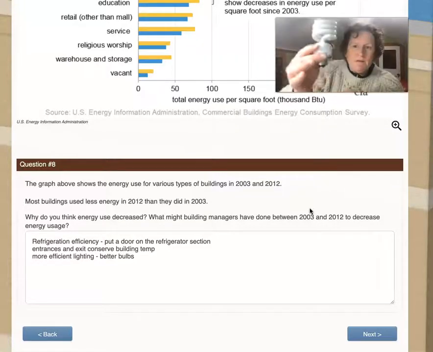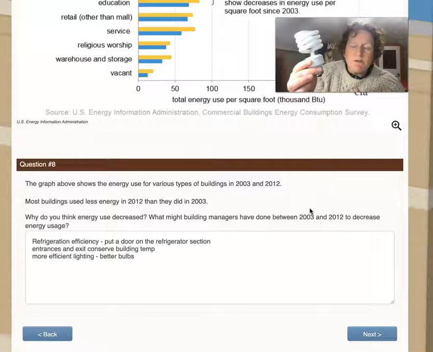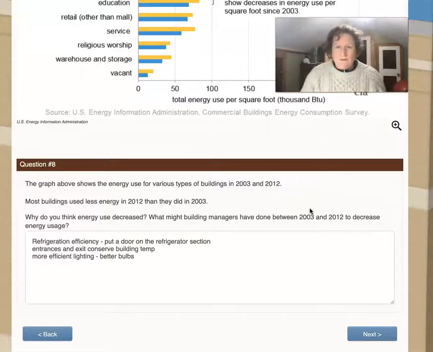This is a compact fluorescent. It also uses much less energy, but there's one drawback to these. They have mercury in them, and you have to recycle them in a special facility. So better lighting can save a lot of energy.